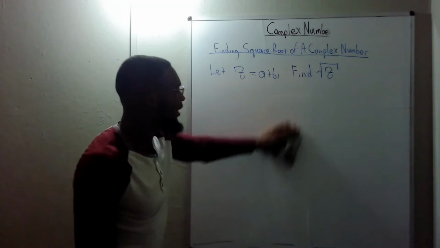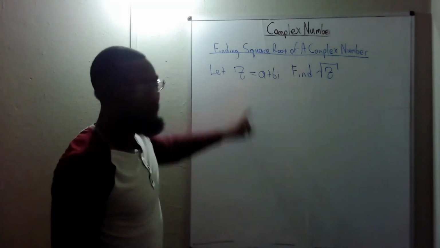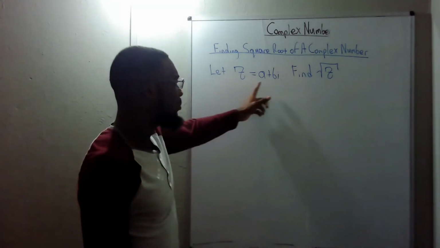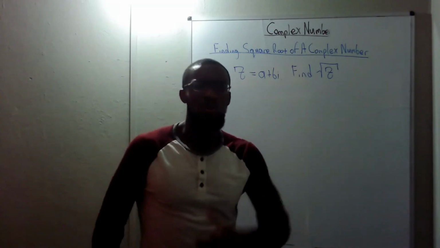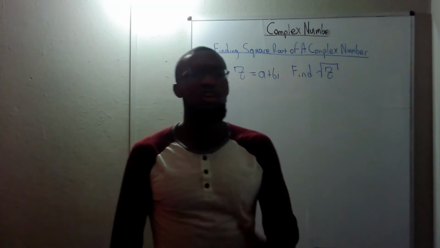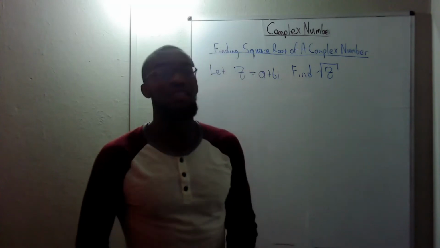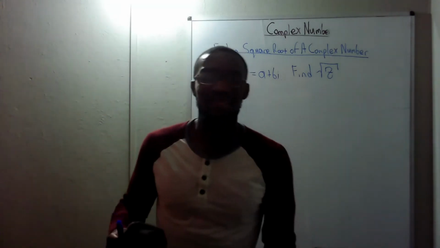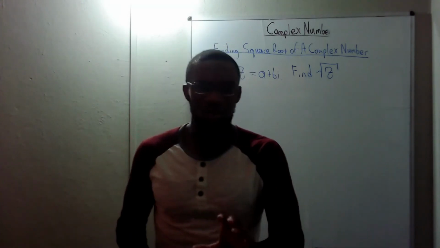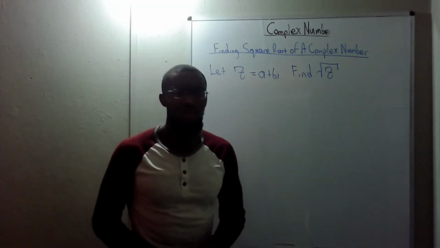So what are we saying? When we square root a complex number, so let z be a plus bi, we'll find the square root of z. When we square root that complex number, the result is also going to be complex. We just don't know what that complex number is. So here's the technique that we use to find the square root of a complex number.